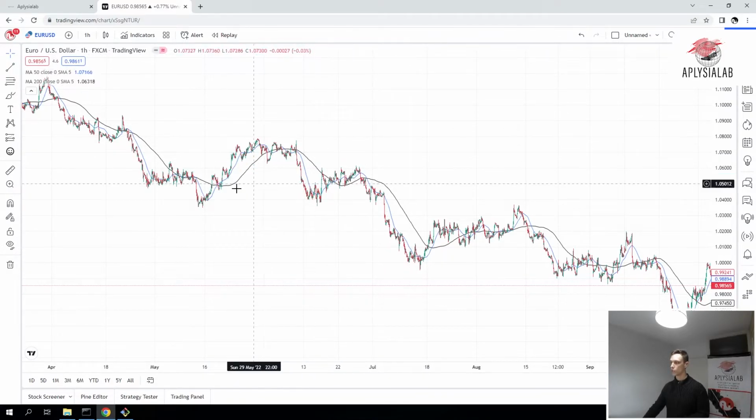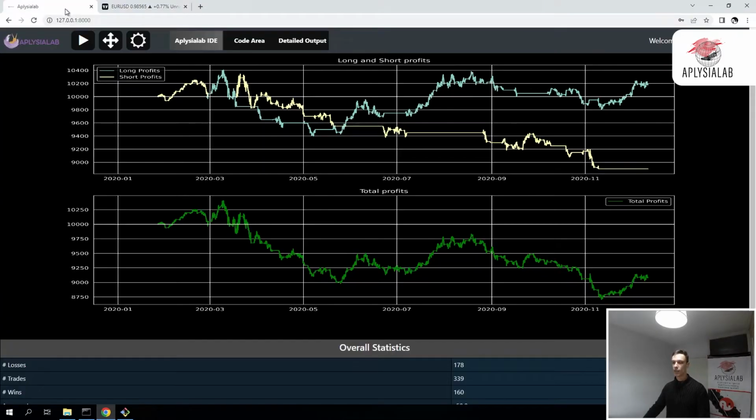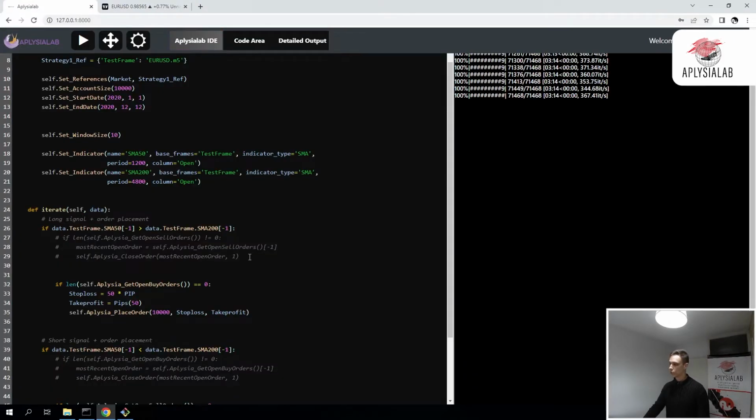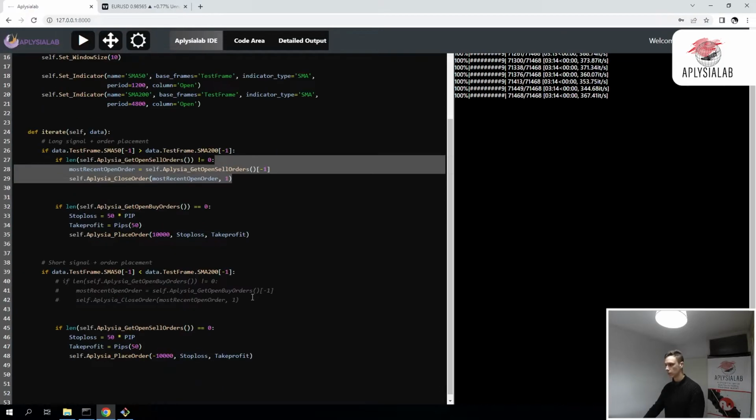What if you did it in the way that is theorized, where you would buy here and you would sell here? So we'll do that as the next phase of the backtest. So I'm going to comment in these lines of code here.